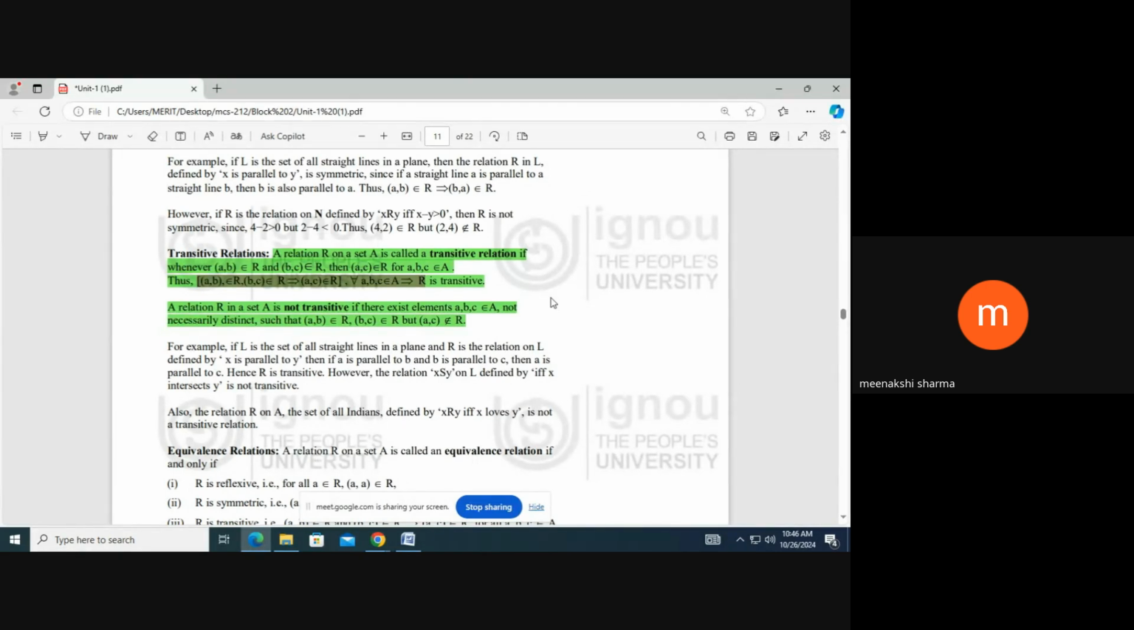Understand, students, what is a transitive relation? Understand or not? Yes, ma'am. Then what is not transitive? Okay, good. What is a not transitive relation? If (a, b) belongs to R, (b, c) belongs to R, but still (a, c) does not belong to R, this is called a not transitive relation.